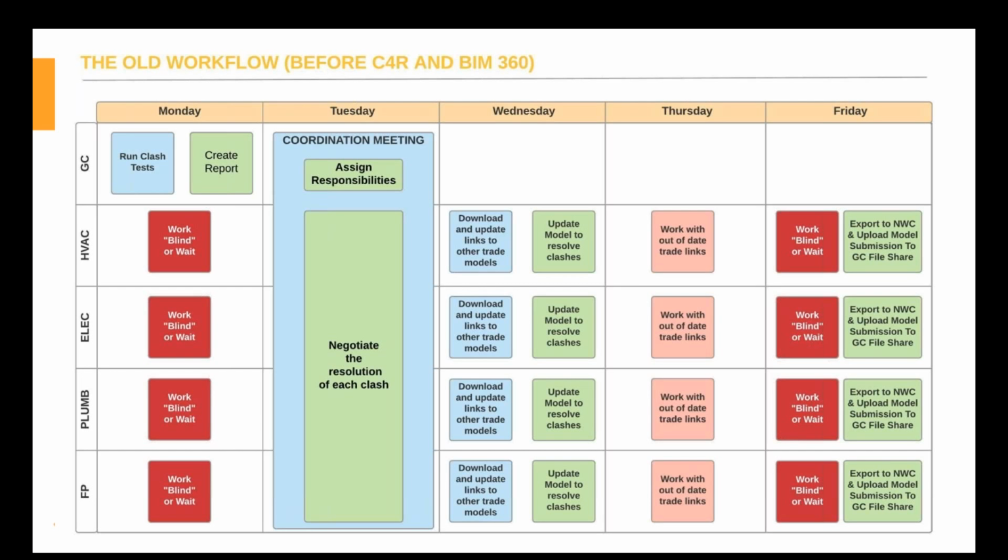Often you get into a situation where two different teams, such as the plumbing and HVAC modelers, need to move objects or move pipes or ducts. They both need to move, but they move and then don't know where the other one is until the next coordination meeting. So this is that old workflow before C4R and BIM 360, and it was a weekly process, and if meetings were 2 weeks, it could be drawn out even greater than that.